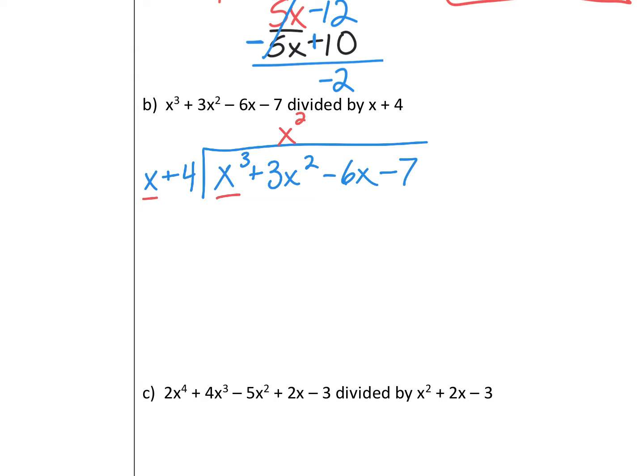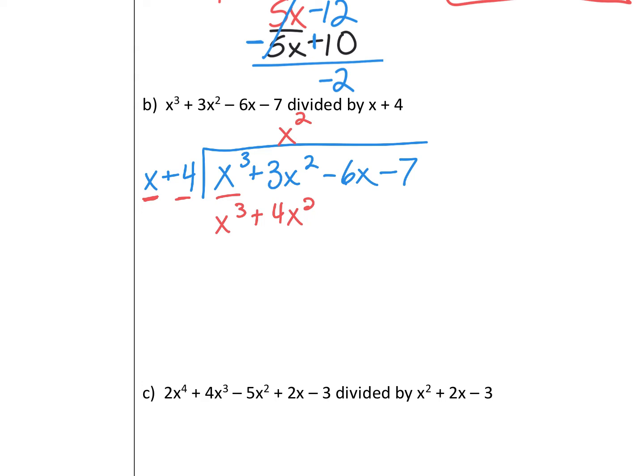What am I going to do with it now? Multiply by the x and the plus 4, the divisor. So we do x squared times x, which is x cubed. That matches perfectly, that's what I wanted. And then we do x squared times 4, which is 4x squared. You got it. Good deal.